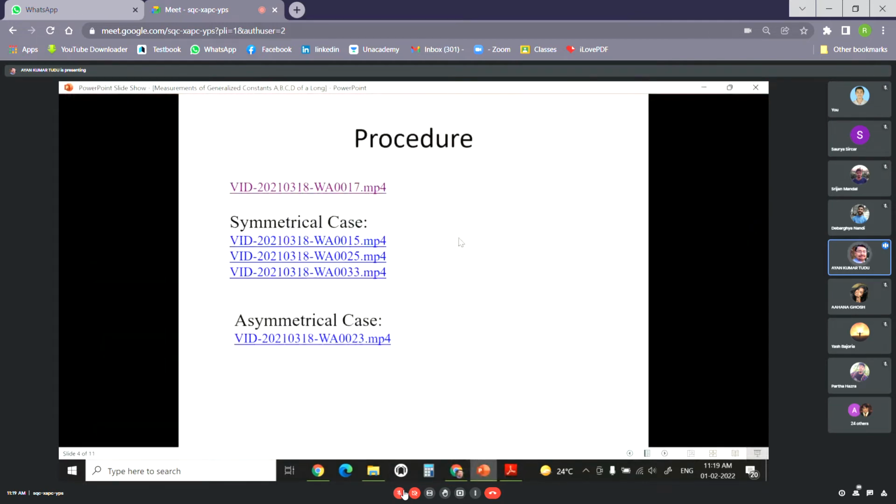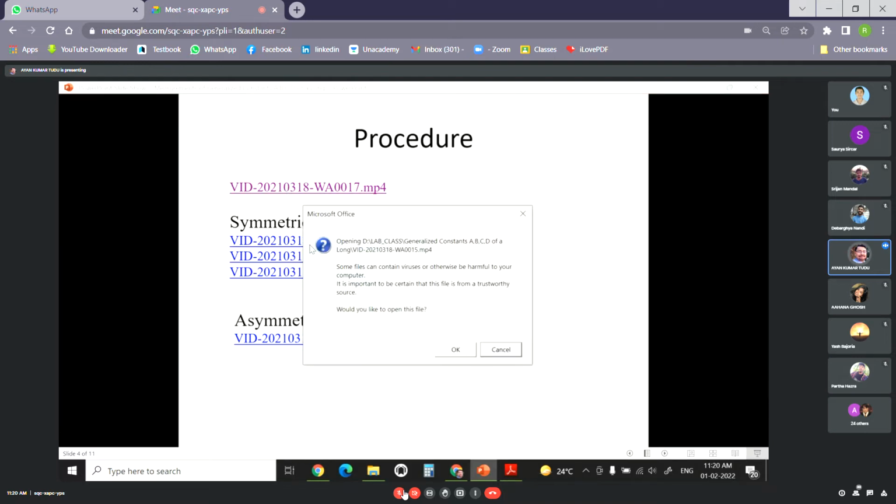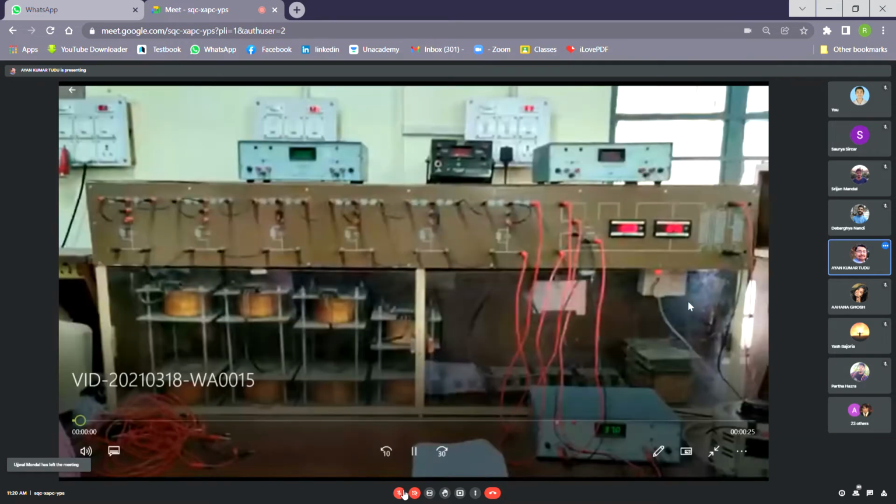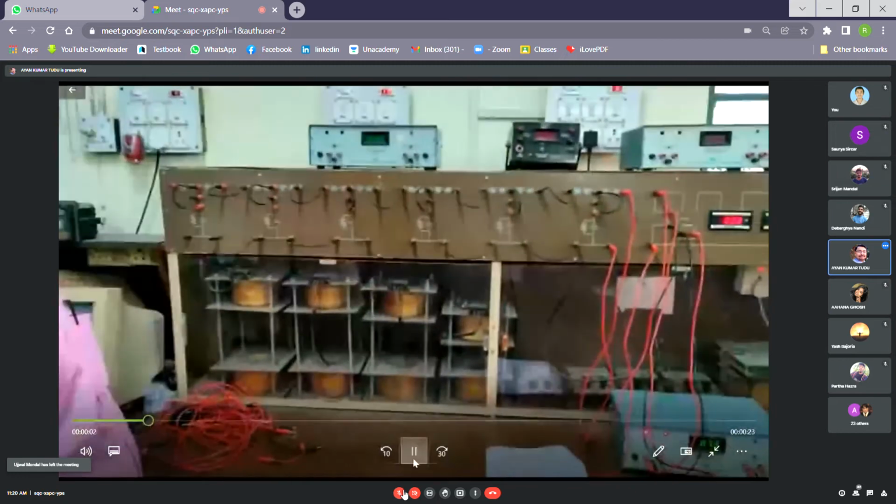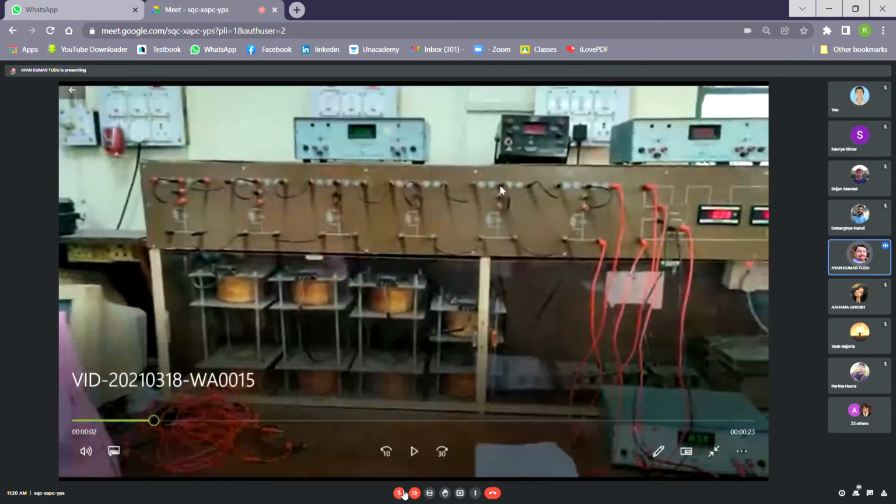Okay, so the first case, we have a symmetrical case, which means there will be no change in the circuit. The circuit that you saw will be as it is. Okay, so let us see the symmetrical case. Symmetrical case means all these are connected, so all the circuits are connected. The supply is on the sending end side. So your right hand side is your sending end. Your left hand side is your receiving end.